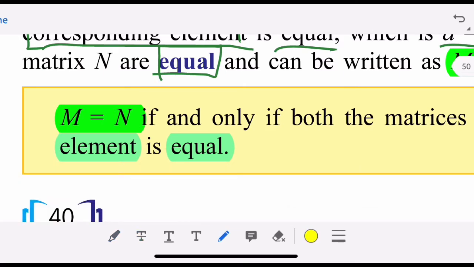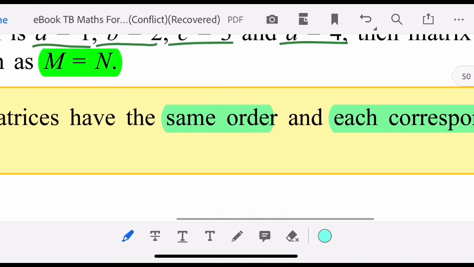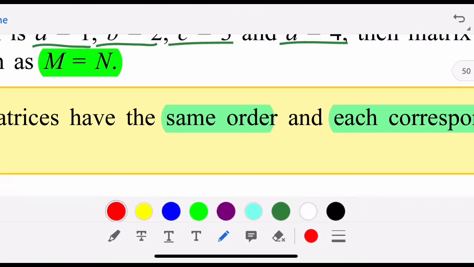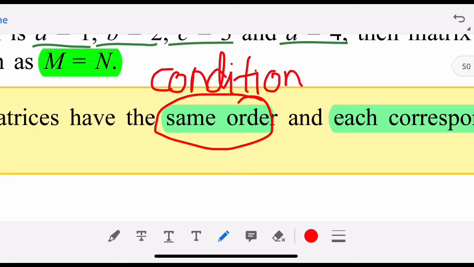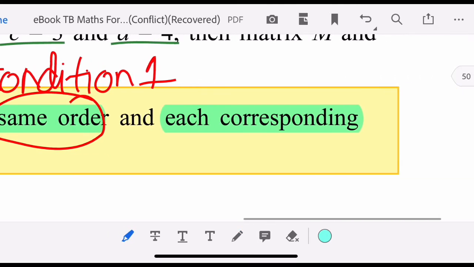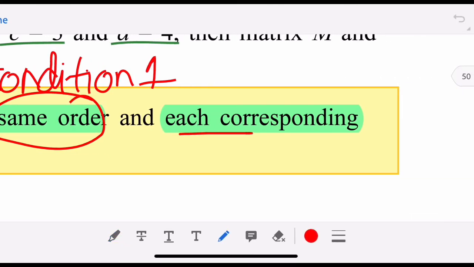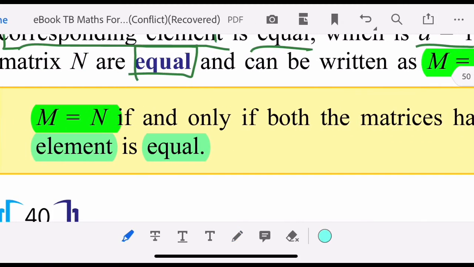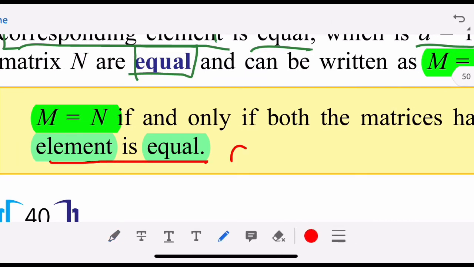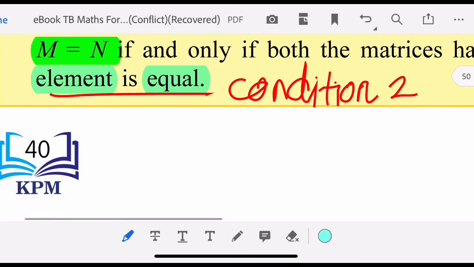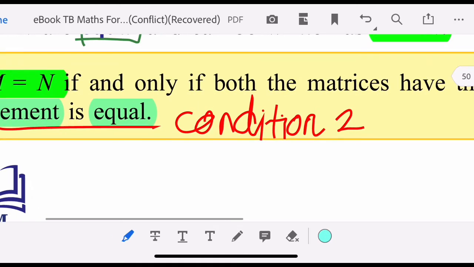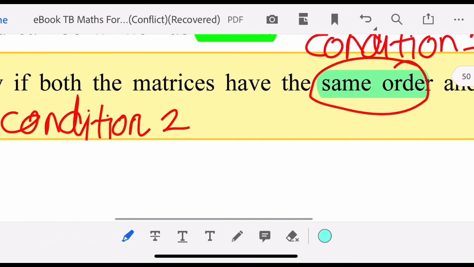First condition is same order. It must have the same order. This is condition 1. Another condition is each corresponding element is equal. This is condition number 2. So in order to have an equal matrix, these two conditions must be fulfilled.